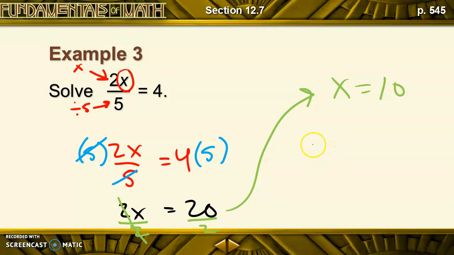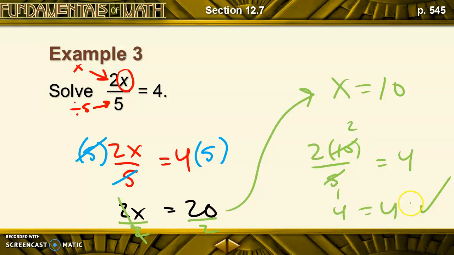How would I check my answer? I would plug in 2 times 10 divided by 5, which should equal 4. And this does reduce to 4 is equal to 4, so it checks out. Cool?